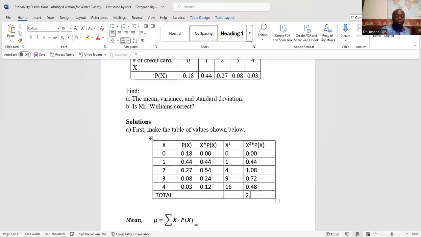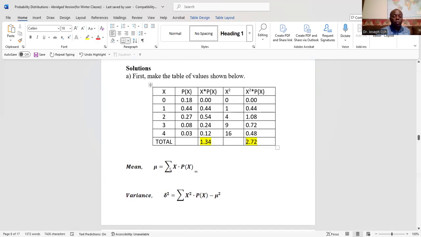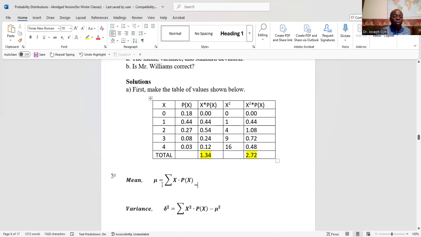You can verify it with your calculator. And if you add all of this, you're going to get 1.34. So these are the two totals we need. Now the sum of x times px is this one. That's the mean. Remember, they asked to find the mean, variance, and the standard deviation. So the sum of x times px is 1.34, which is basically one credit card.